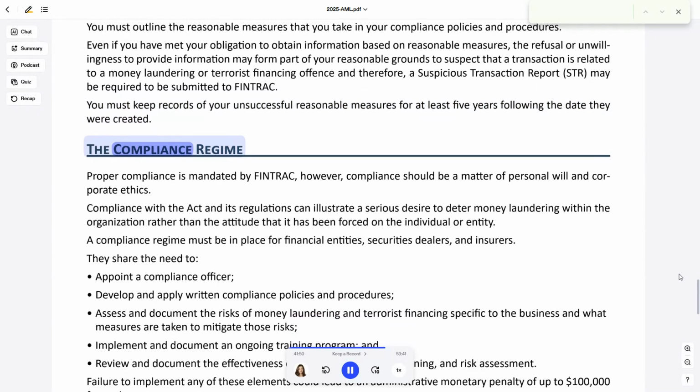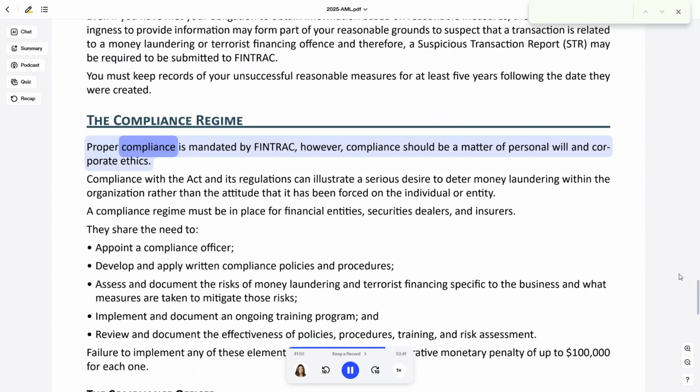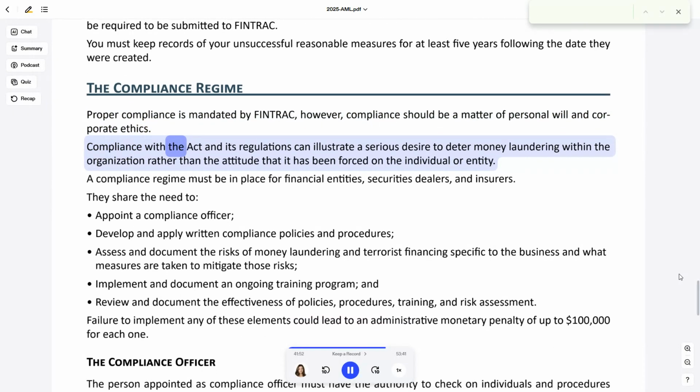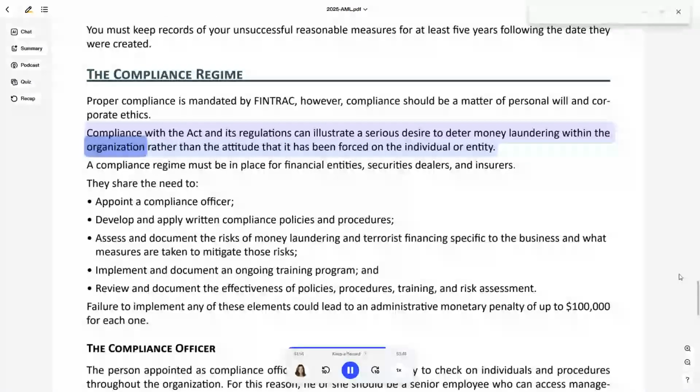The compliance regime. Proper compliance is mandated by FinTrack, however. Compliance should be a matter of personal will and corporate ethics. Compliance with the Act and its regulations can illustrate a serious desire to deter money laundering within the organization, rather than the attitude that it has been forced on the individual or entity.